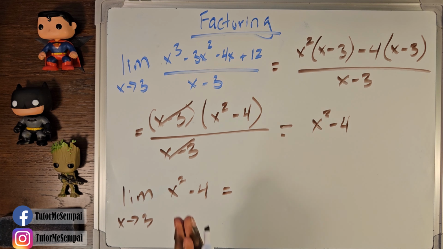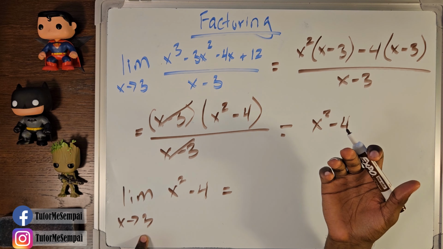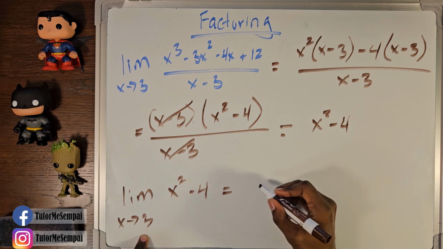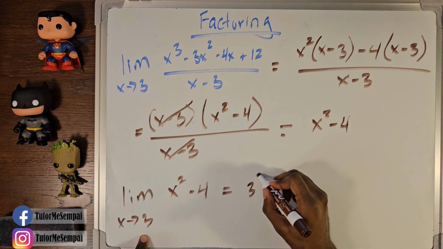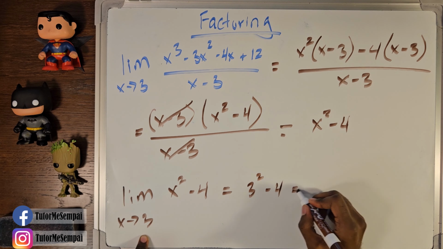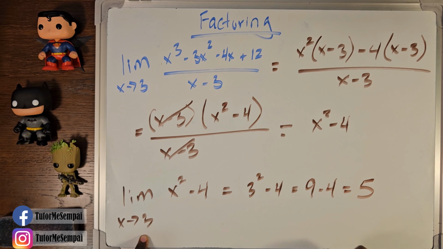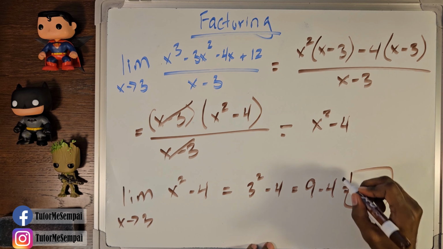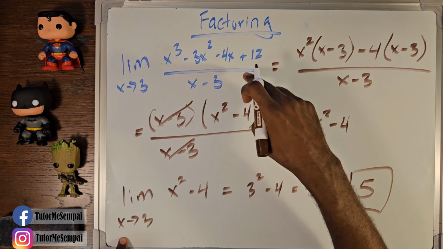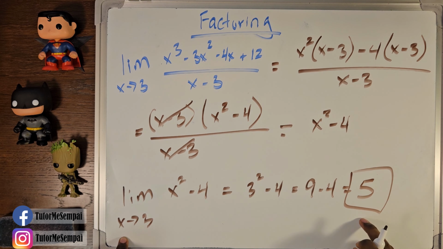And if we were to try to find what this limit is at this point, check for continuity at the point. Let's plug in our 3. We're going to be having 3 squared minus 4, which is just going to be 9 minus 4, which ends up with 5. Our limit at 3 for this function is going to be 5.